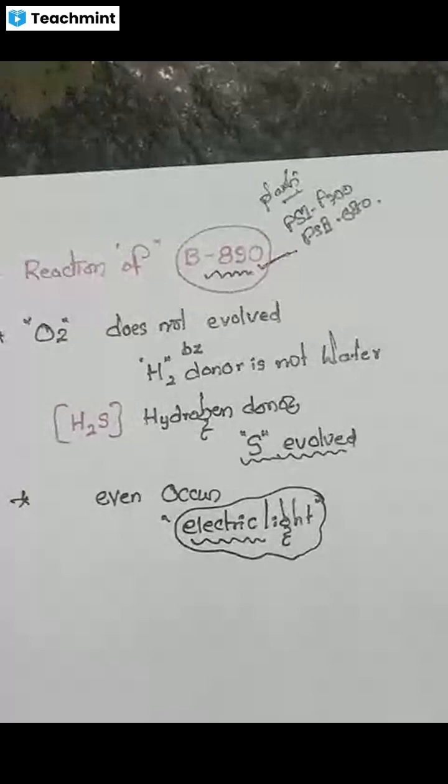The final topic of photosynthesis is factors affecting photosynthesis. The scientist Sachs proposed the concept of cardinal points.